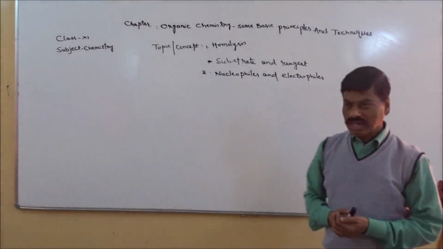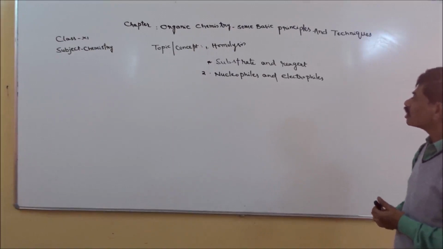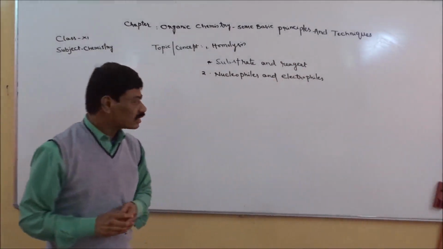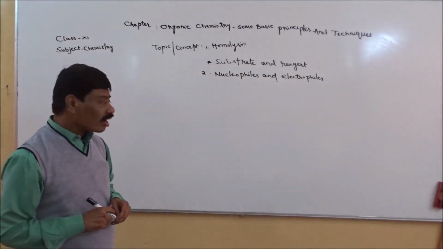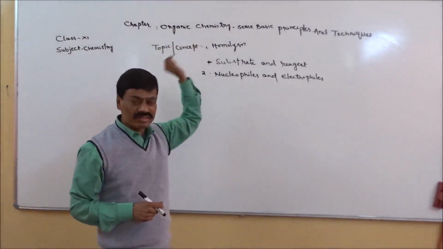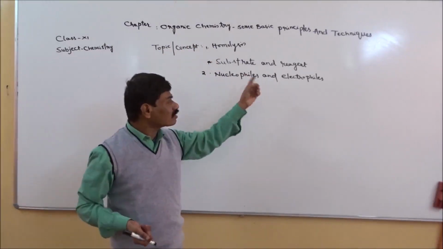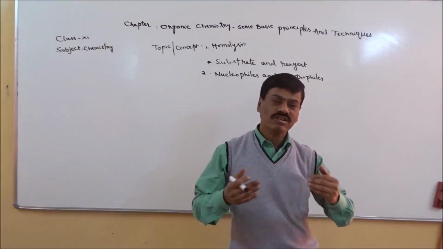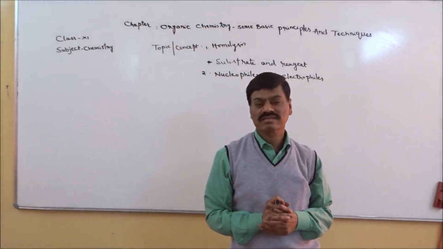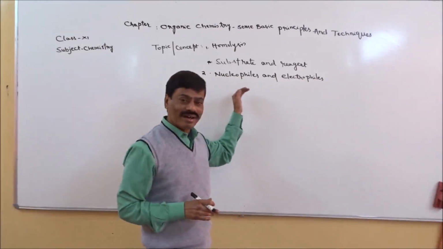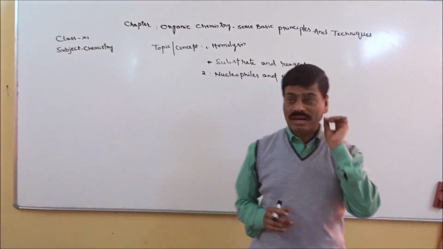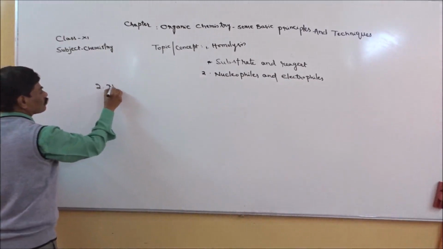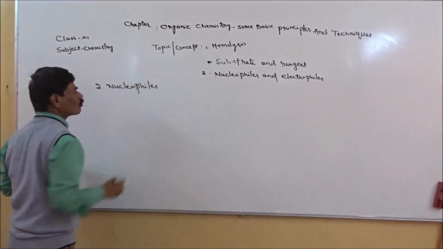Yes, children. Now let me move to the other important concept, that is nucleophiles and electrophiles. See, out of homolysis, substrate and reagent, nucleophiles and electrophiles. You have homolysis, the species formed in homolysis, that is free radicals. You will study nucleophiles and electrophiles in detail in class 12, how they are involved in substitution reactions. Now we are going to see only the concept and example. That much is there in your syllabus, particularly in this chapter. Right? Now let us see first nucleophiles. What are called nucleophiles?